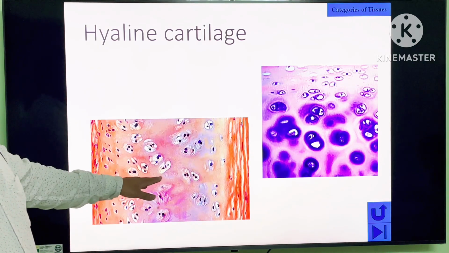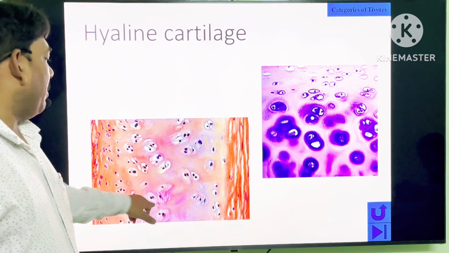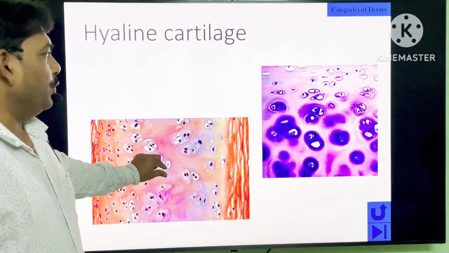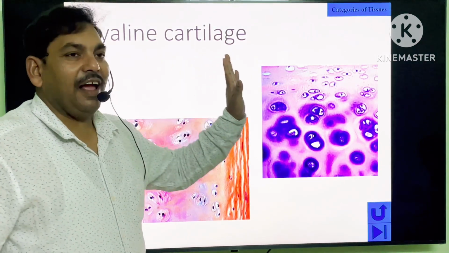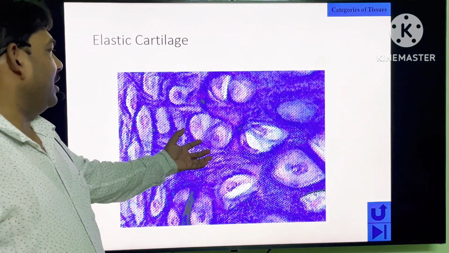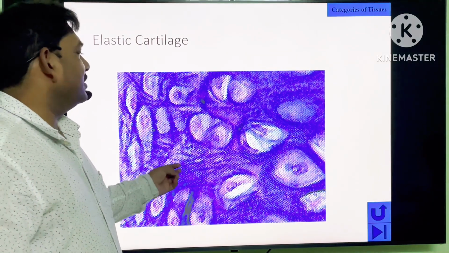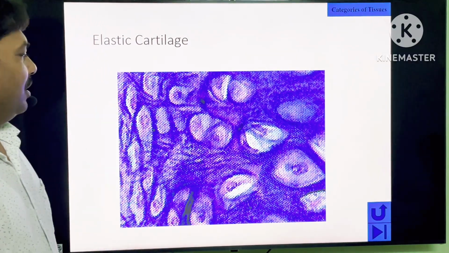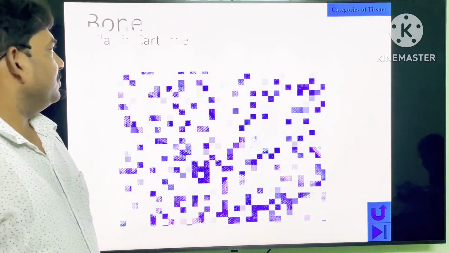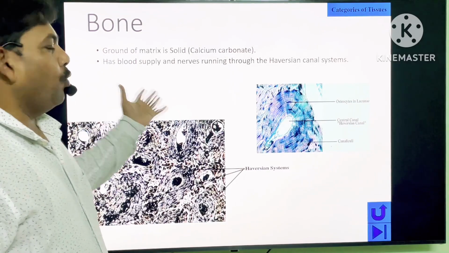After that, this is the structure of hyaline cartilage. In this loose connective tissue, it has the matrix and also the nucleus. That is known as hyaline cartilage. Then the elastic cartilage, which is elastic, and it is found in the pinna of the ear. Okay, next, after that we discuss the bone.